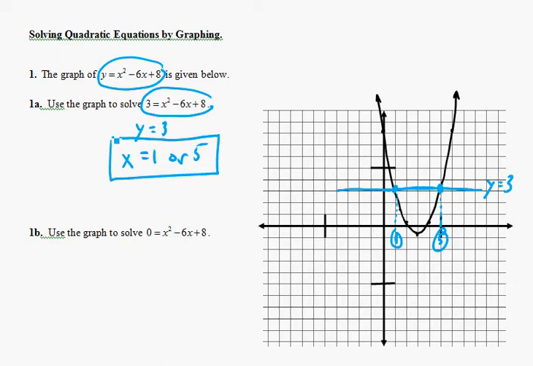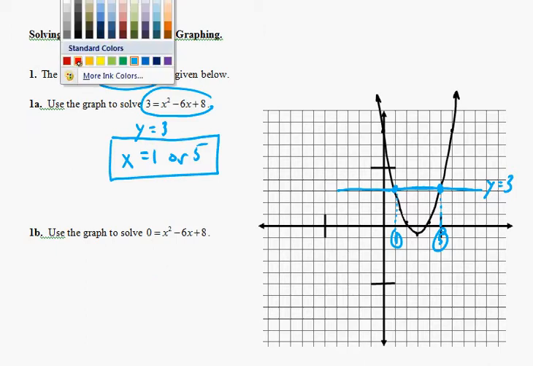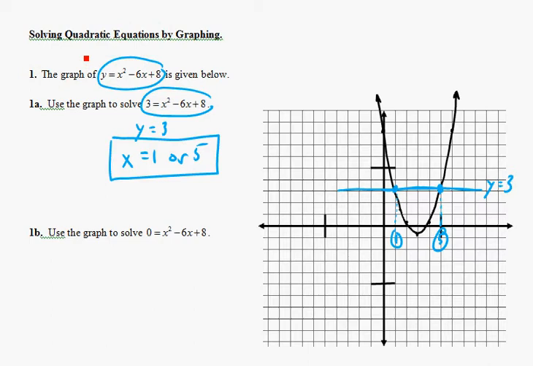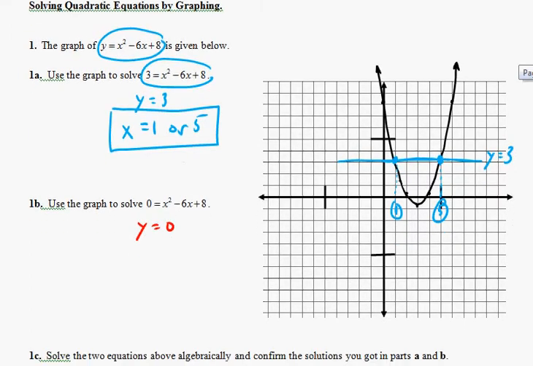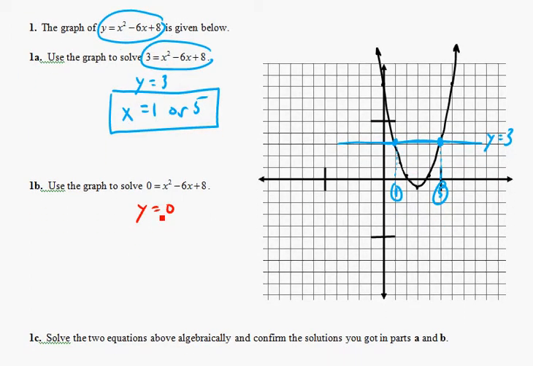Take a moment, pause the video, and see if you can do problem 1b. Now, in 1b, y equals 0. So we're trying to find the values of x that make the y equal to 0. Y equals 0 would be the same as the x-axis. And the 2 values of x that make the y 0 are 2 and 4. So the solutions to this equation are 2 or 4.